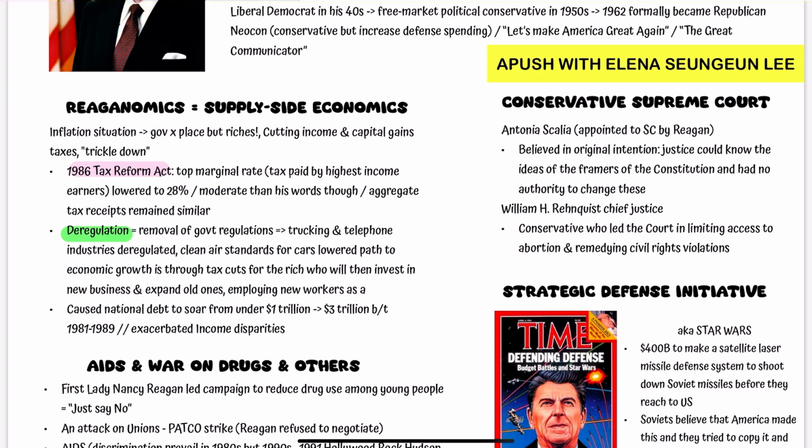And at the end of the day, did the economics turn out well? Well, that's ambivalent, because although it succeeded in some parts, it caused national debt to soar from under $1 trillion to $3 trillion between 1981 and 1989. It also exacerbated income disparities. But Reagan's revolution was not just about economics, right? Because it was also a religious and cultural revival.